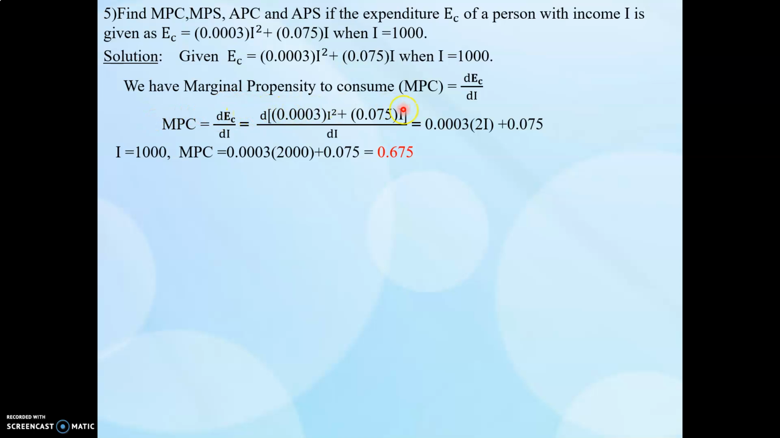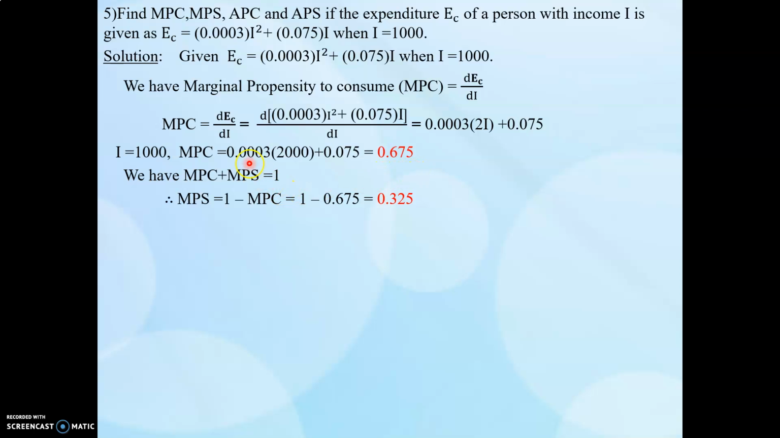So we have marginal propensity to consume, MPC is equal to dEC upon dI. We used to do dx, but here I is given, so with respect to I you have to take the derivative. So substituting this value and taking the derivative, you are getting 0.0003 into the derivative of I square, which is 2I, plus 0.075. Then the I value you can substitute here. After substituting, you are getting 0.0003 into 2 into 1000, that is 2000 plus 0.075, that's equal to 0.675. So marginal propensity to consume is 0.675.